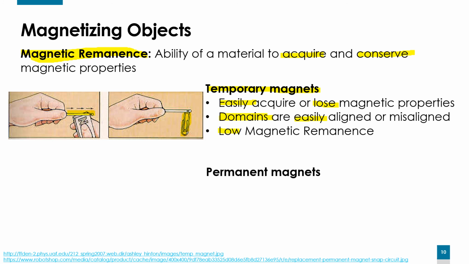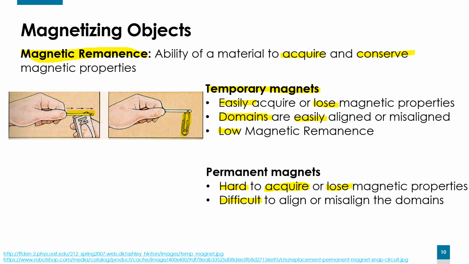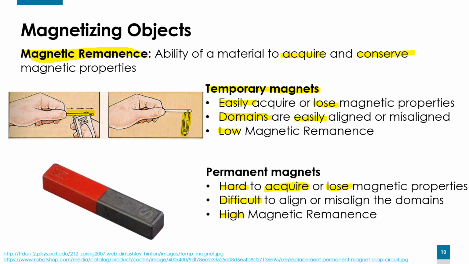And on the other hand, the permanent magnets. They are hard to acquire, so it's hard to give them magnetic properties, but it's also hard to lose. So once they get the magnetic properties, they don't lose them very easily. They are difficult to align or misalign the domains, but once aligned, they don't lose it easily. And we call them high magnetic remanence. Usually it's the magnetic bars like this one. They are permanent magnets because it's really hard for them to lose the domains. So we need, for example, a huge impact, just like I told you before, for them to lose it. Okay, and after some time, they may align again and acquire it again. But here, for example, the needle acquires very fast, but also loses very fast.